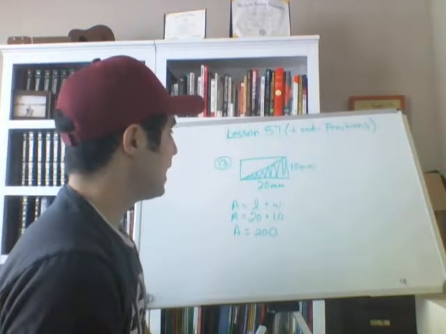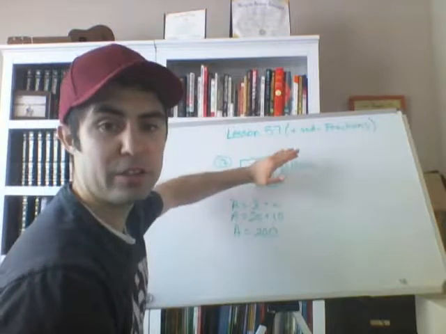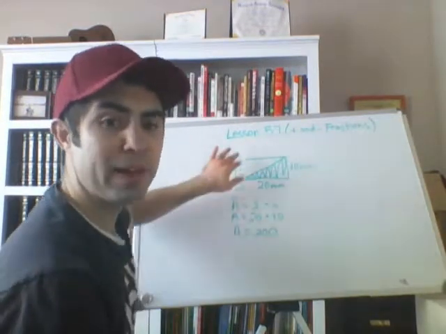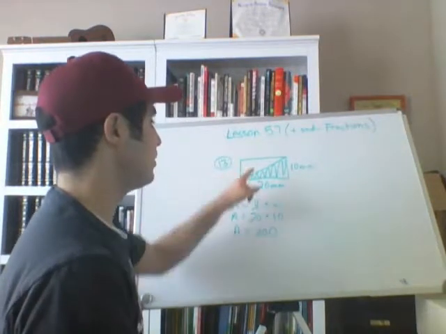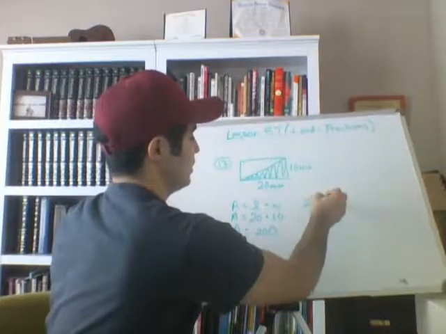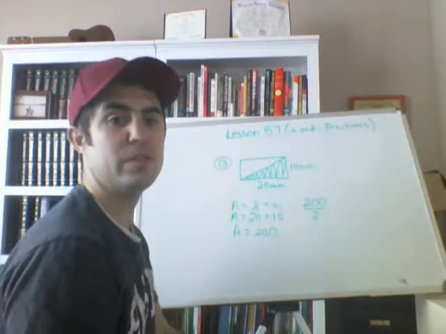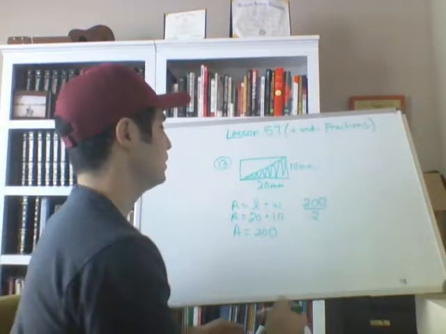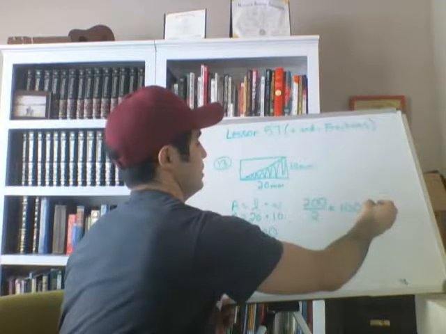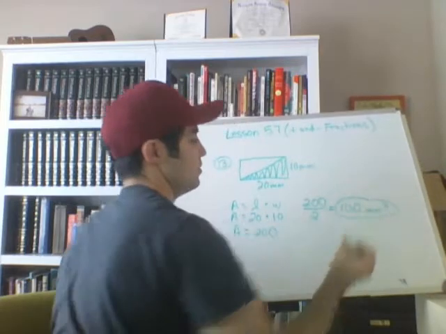Okay? Now, we don't want the area of the whole rectangle. They only want the area of the shaded region, which is, as you can see, half of the whole rectangle. So in order to find the area of just the shaded region, you find the area of the whole region, which is 200, and you divide that by 2, because if you divide something by 2, that's finding half. So half of 200 is 100 millimeters squared. So your answer is 100 millimeters squared.